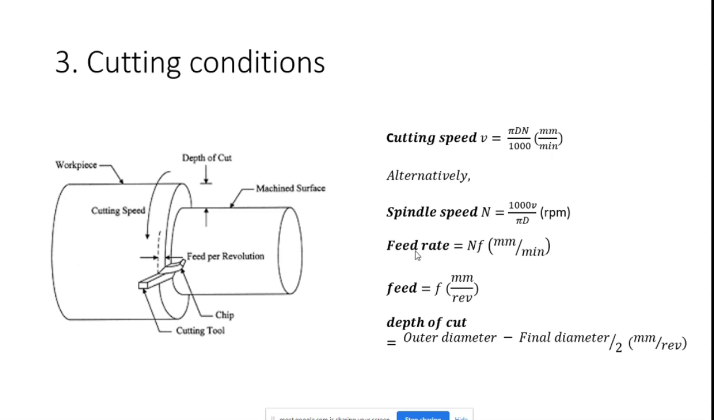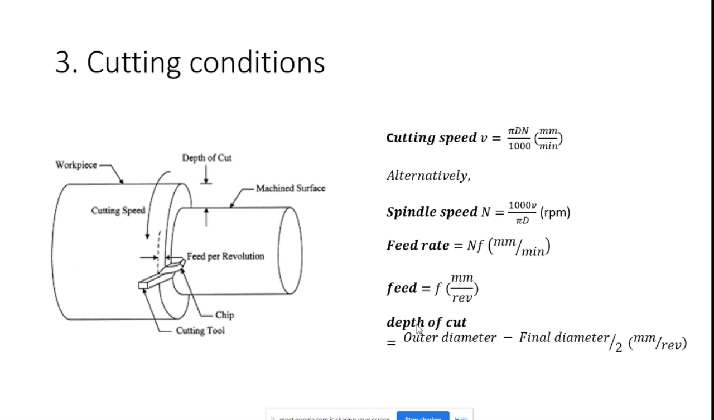And then how do I calculate the feed rate? Feed rate can be calculated with this same spindle speed, so n into f. F means feed. Feed means the mm per revolution value. I can convert that feed value to feed rate, so I can multiply the feed with the spindle speed. I get mm per minute. From this I can get the feed rate value.